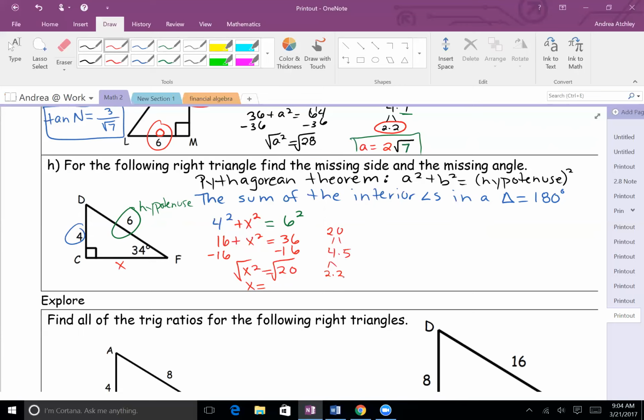And what'd you get as the answer? 2 square root 5. Very good. 2 square root 5. The 2's get outside the radical, and the 5 stays inside. Any questions over that? Okay, so we have this missing side, 2 square root 5. Now we have to find the measure of angle D.